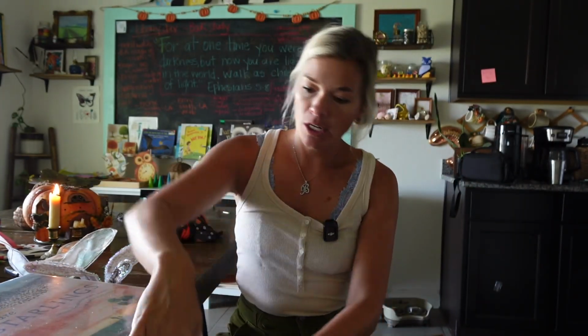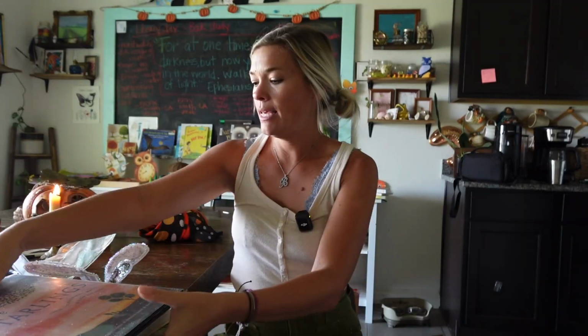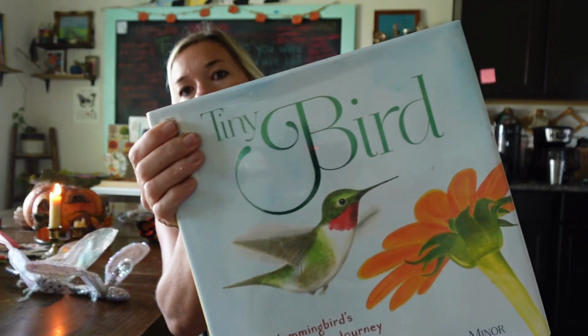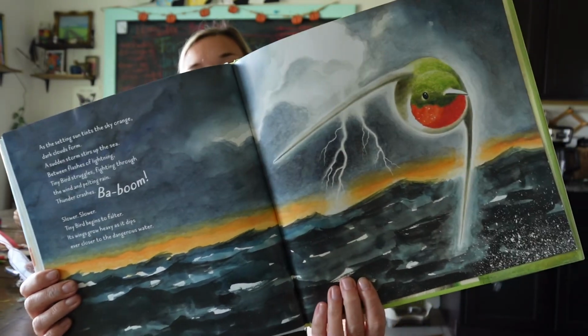Other books that I had for this unit were We Are the Starlings, a beautifully illustrated book. I also had The Secret Life of the Little Brown Bat, and then, where was my, here it is. And then I had Tiny Bird about the hummingbird's journey. This was a beautifully illustrated book and went right along with what we were talking about, because hummingbirds again are in the migration book that we did. So yeah, that's it. Super simple, based off of one book.